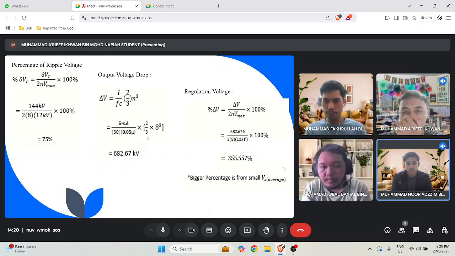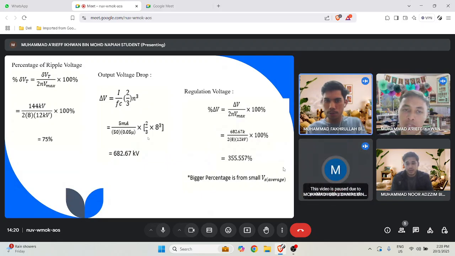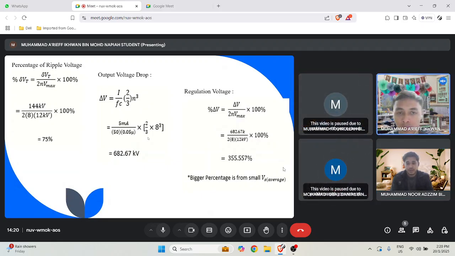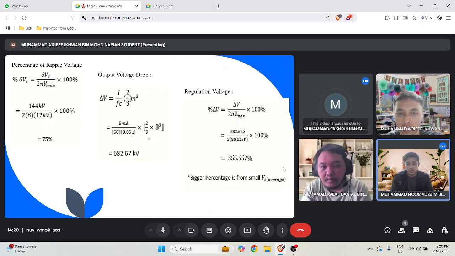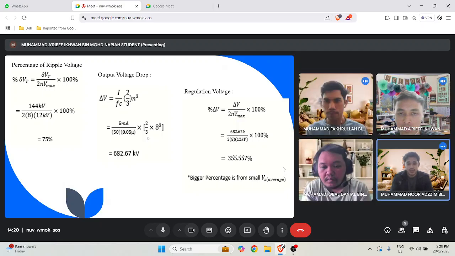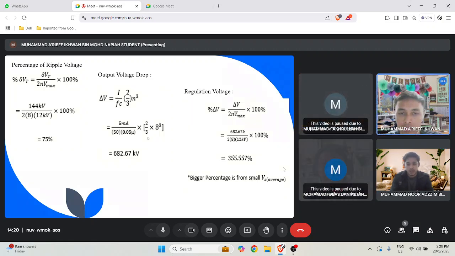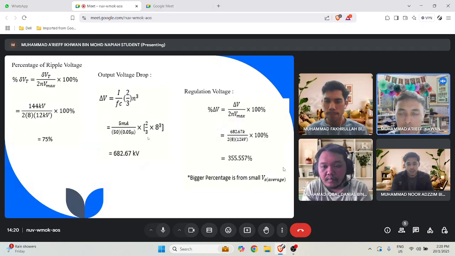For the output voltage drop, the formula is I over FC times 2 over 3 times n to the power of 3. So 5 milliampere over 50 times 0.05 micro times 2 over 3 times 8 to the power of 3, and we will get the output voltage drop, that is 682.67 kilovolt.